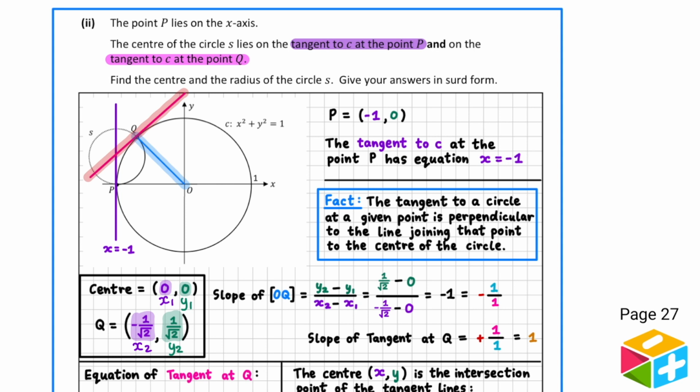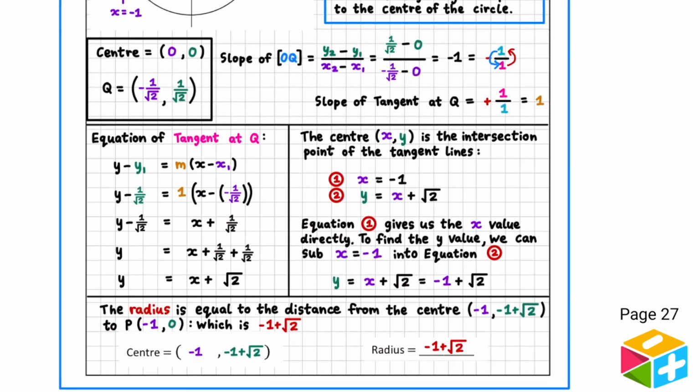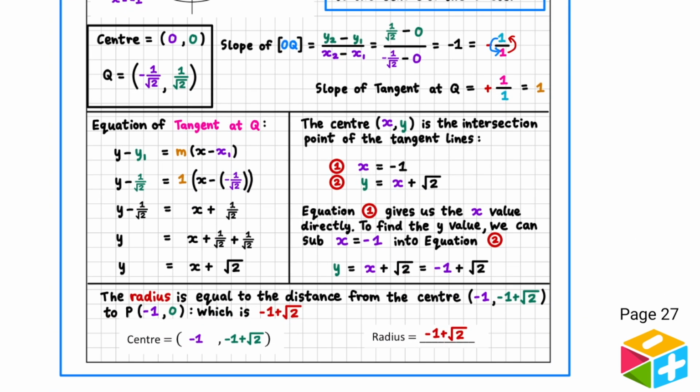Using this trick, we can flip the fraction, which actually just gives us back 1 over 1, and we change the sign from a minus to a plus. This tells us that the slope of the pink line, which is the tangent at Q, is +1 over 1, which simplifies to 1. We're now ready to find the equation of the tangent line at Q.